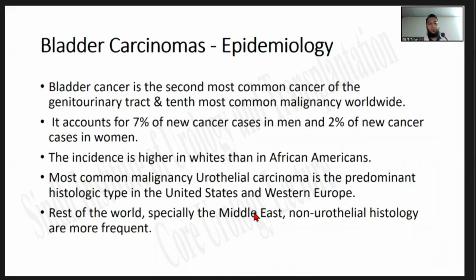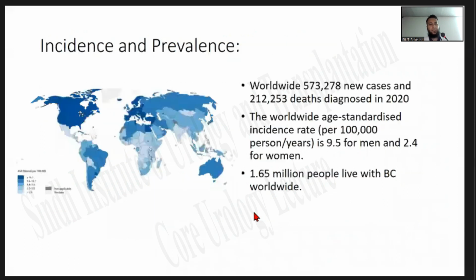The most common malignancy is urothelial carcinoma, which is the historical type. In the United States, urothelial carcinoma is dominant. In the rest of the world, including the Middle East, non-urothelial histology is more frequent.